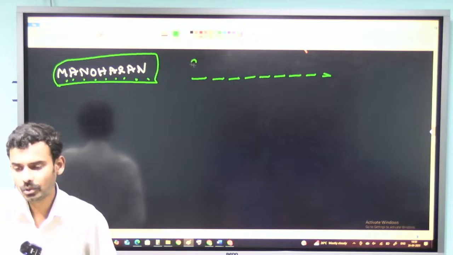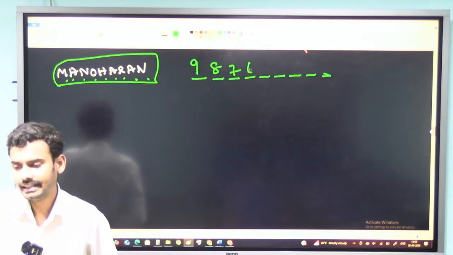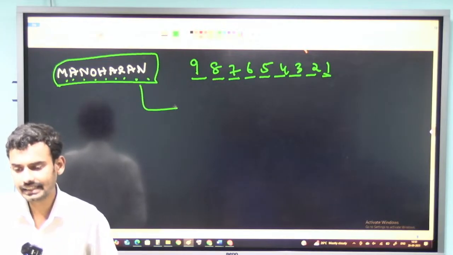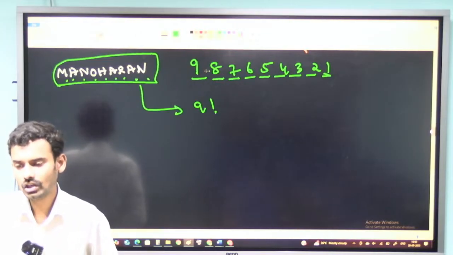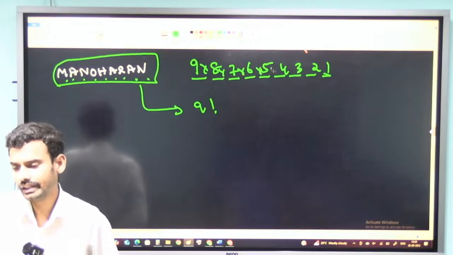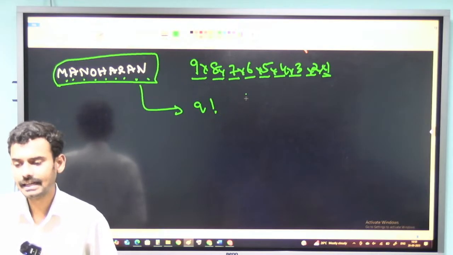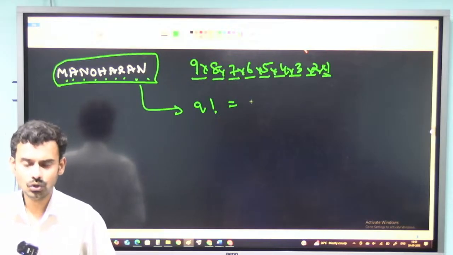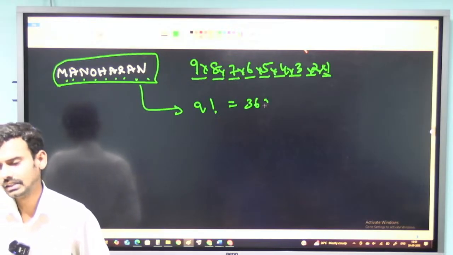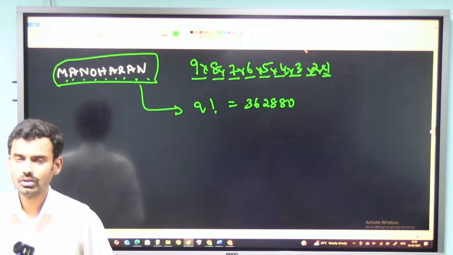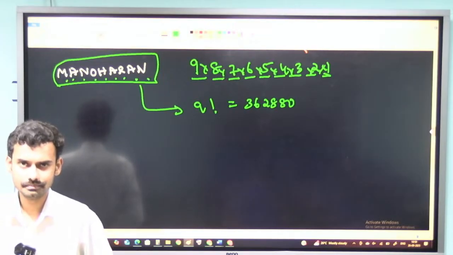Then I have 9 possibilities, 8, 7, 6, 5, 4, 3, 2, 1. Or else I can directly write this as 9 factorial, because 9 into 8 into 7 into 6 into 5 into 4 into 3 into 2 into 1 is nothing but 9 factorial. And 9 factorial value is already known to us. How much is it? 362880. Hope till here it is clear to everyone.